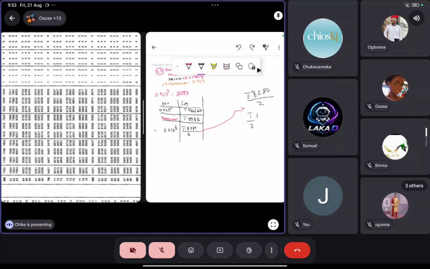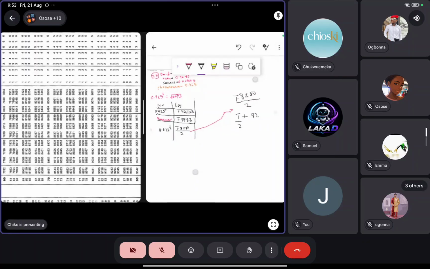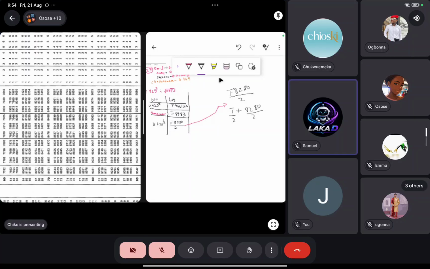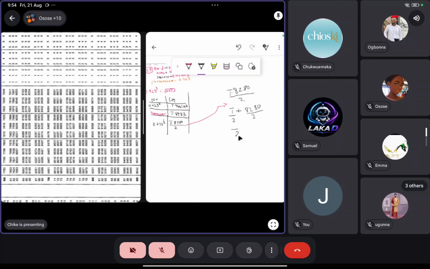All right, so this is bar 1 plus 8280 divided by 2. But bar 1 cannot be divided by 2. So what will I do? I'll take this bar 1 to something that is a multiple of 2. That will be bar 2. Then divided by 2. Then what will I do to restore this?